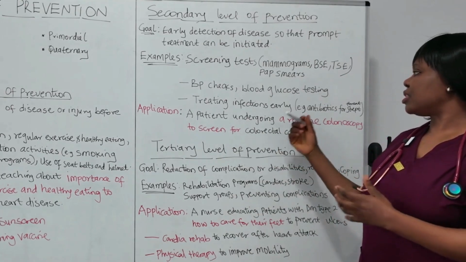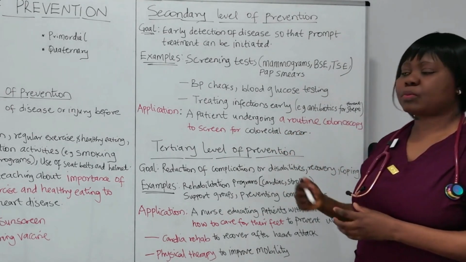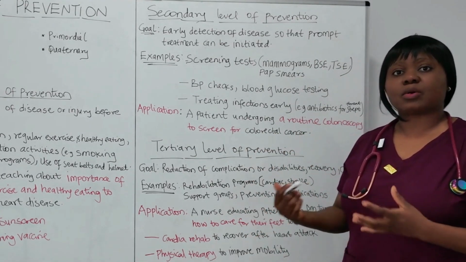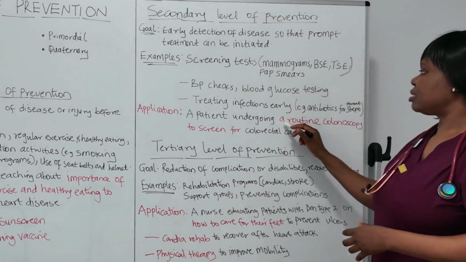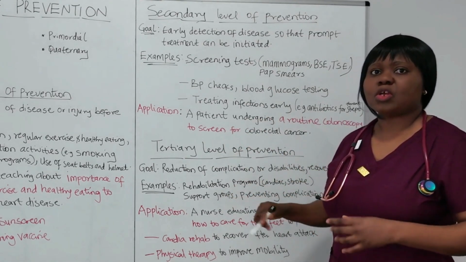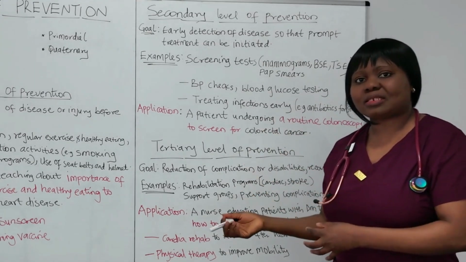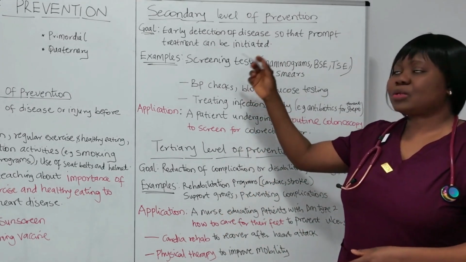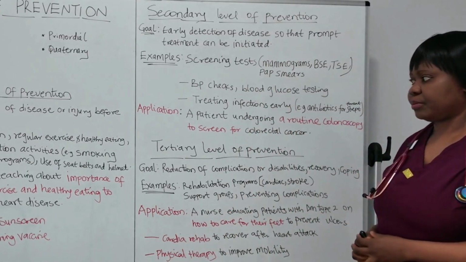Application. Example, a patient undergoing a routine colonoscopy to screen for cancer of the colon. So that kind of thing, the one I've highlighted there, a routine colonoscopy to screen for. So we are screening to detect something. So that would be under secondary level of prevention.